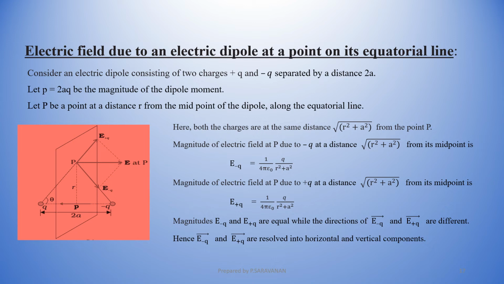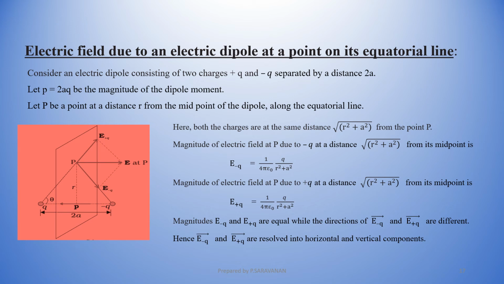Now let us get into the derivation for the electric field. Magnitude of the electric field at point P due to minus q at a distance root of r square plus a square from its midpoint is given by E minus q equal to 1 by 4 pi epsilon naught into q by (r square plus a square). This is only magnitude, so there is no vector symbol here.